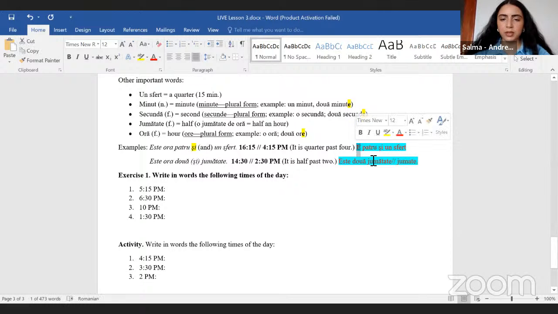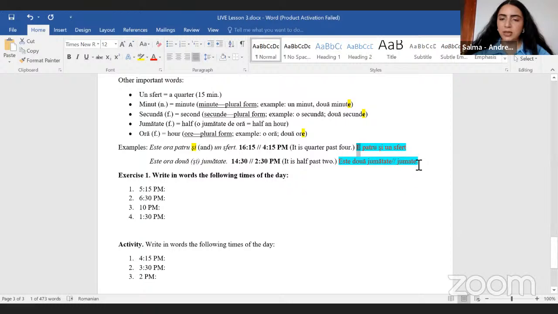We use the other form of the verb, which is a lot shorter, and it is very commonly used. Another example would be este ora 2 și jumătate for 2:30 p.m., or how we would say it in English, it is 2:30. Este ora 2 și jumătate. The reason why I put și in brackets is because in this case, it is optional. We can either put it or we don't have to put it. It's up to you.